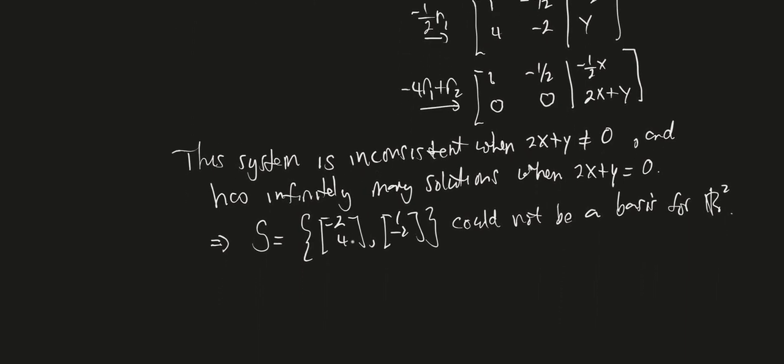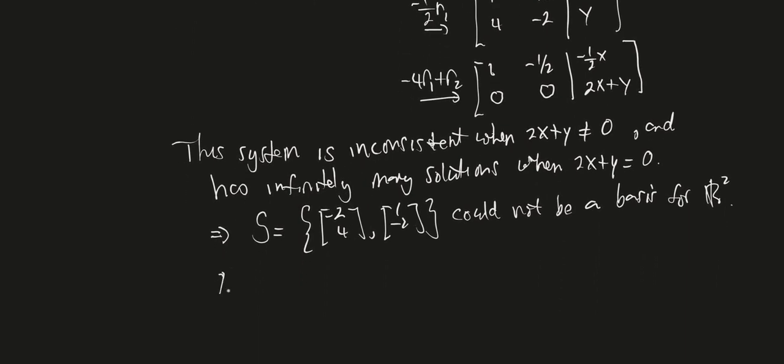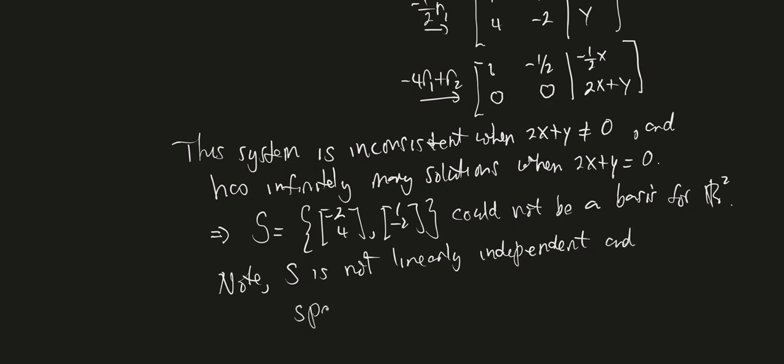So I'll just make that note: S is not linearly independent, or we could say is linearly dependent. So it doesn't satisfy that requirement of a basis, and the span of S is not equal to R2. So it fails on both counts.